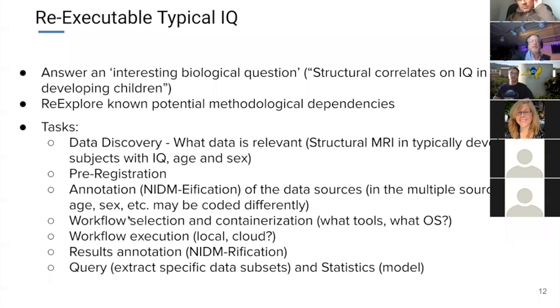We need our workflow to be specified and the workflow to be operationalized into a container of some sort. What tools do we need to use to accomplish what we're after? What operating system do we want to use? Where are we going to execute this: locally, local high performance, cloud, et cetera. After we've run that, we have a bunch of results. We need those represented in a proper annotation form. And then from that pile of results, we need to be able to query that to extract the specific subsets that we need and perform statistics again in a controlled way where the provenance of the statistics and the results are captured.